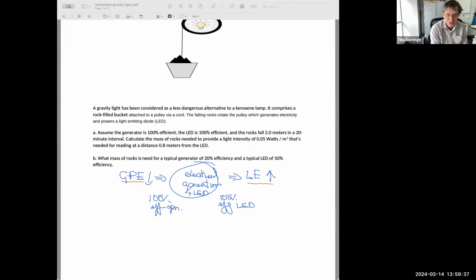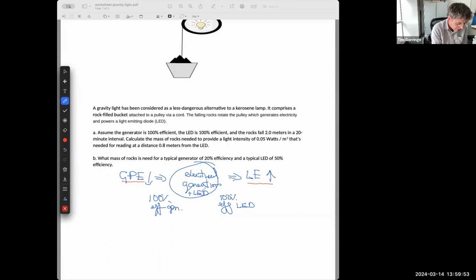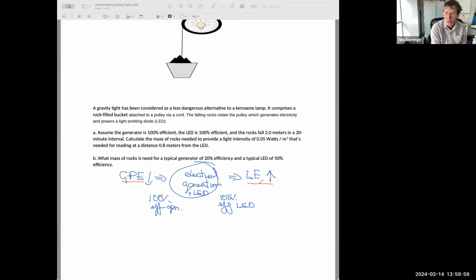So the electrical generator is turning the energy associated with motion into electrical energy. The LED is turning the electrical energy into the light energy. And so there are those two steps in this middle ground here that ultimately convert the gravitational potential energy that we start with into the light energy that we end up with.